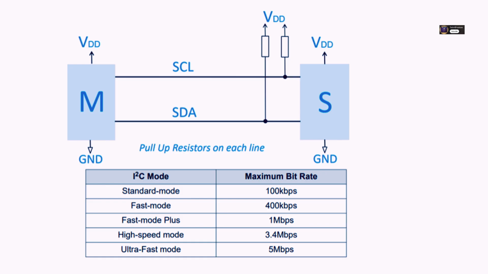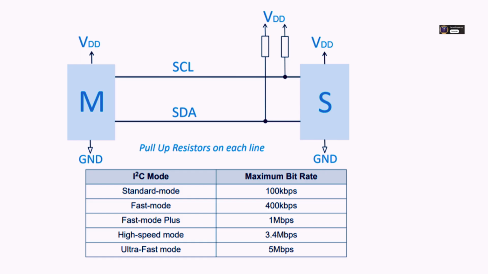Exactly. If you configure the master for, say, 1 Mbps, but your bus has long wires and weak pull-ups, the signals won't rise fast enough. You'll get errors. The signal just gets too distorted at high speeds if the physical layer can't keep up. So the master commands the speed, but the bus physics dictate the practical limit.